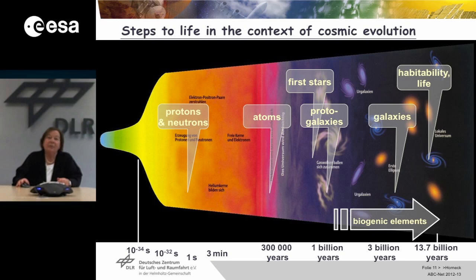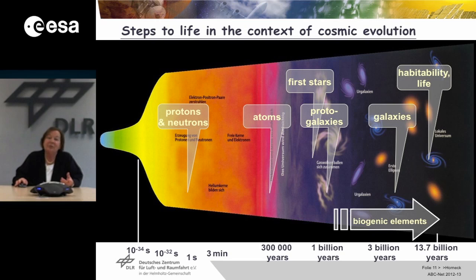We know that the universe is about 13.7 billion years old, and first we have the protons and neutrons, which then join to atoms. And here somewhere the first stars appeared. When they really appeared, that is still under discussion. Proto-galaxies, finally galaxies, and we know there is life, at least in one place in our universe, for at least 3.5 billion years.